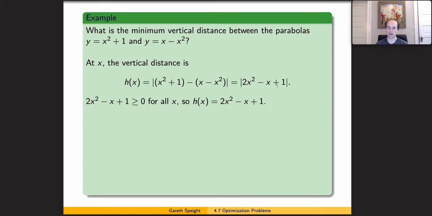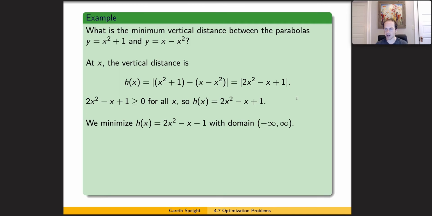And when x equals 0, the value is 1. So there is a point where the value is 1, which is positive, and it never goes through 0. So this is always going to be positive. Okay, so since the inside is always positive, we can just remove the absolute values. The height at x is 2x squared minus x plus 1. So now we are trying to minimize this function, and our domain is all x, so minus infinity to infinity.